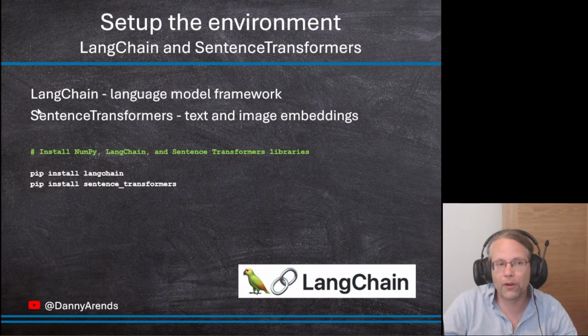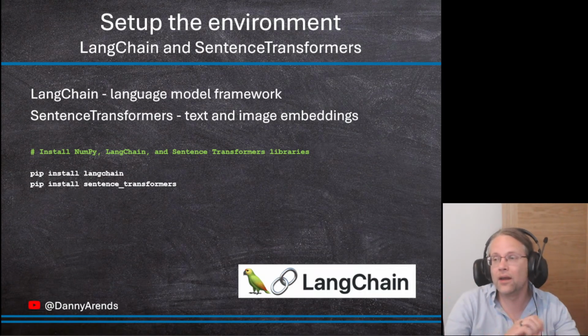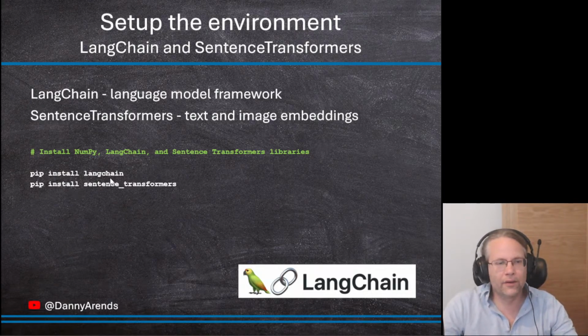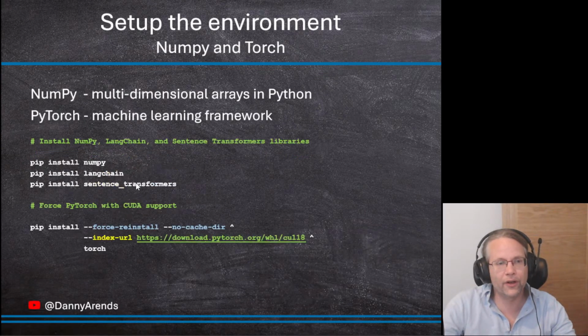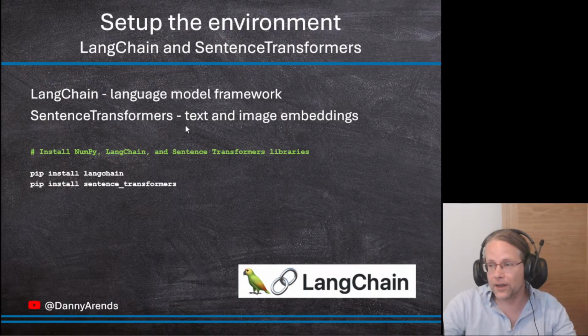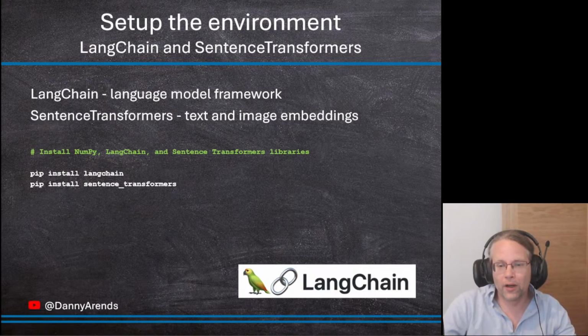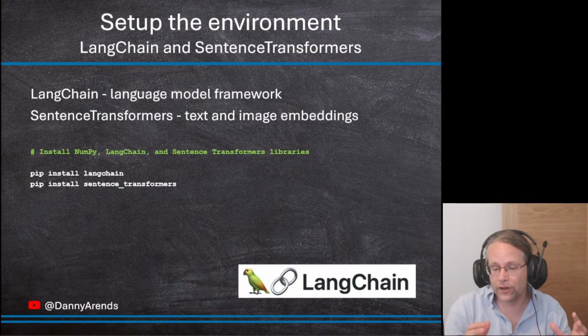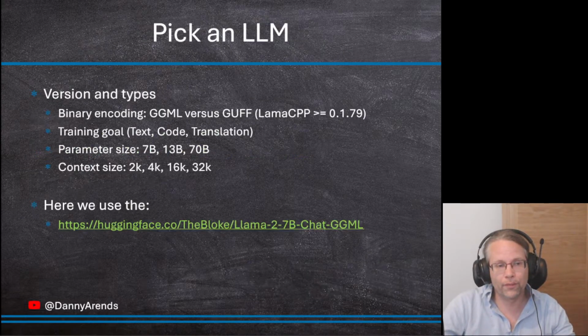So a special shout out to the guys from LangChain and Sentence Transformer. LangChain is a language model framework, and Sentence Transformer is text and image embeddings, so that text and images get transformed into a matrix, and this matrix is then used in the large language model. We've already installed them, or you should have already installed them with the other command here. But I just wanted to mention that there's a lot of programmers involved. A lot of people just say, oh, we use ChatGPT, or we use Llama 2. And of course, Llama 2 is trained by Facebook, but there are literally hundreds of people working on it to make sure that it works. All right, and then the next step is to pick our large language model.